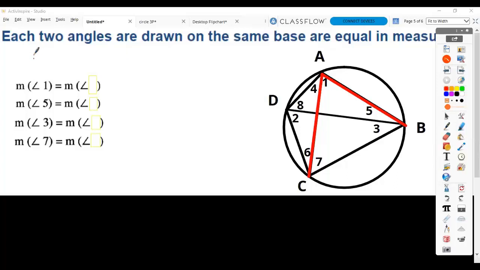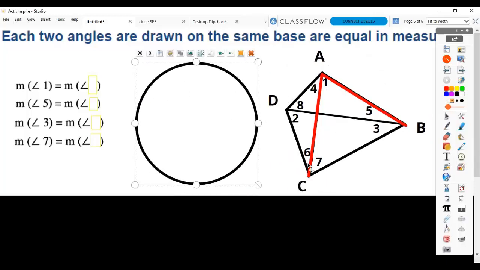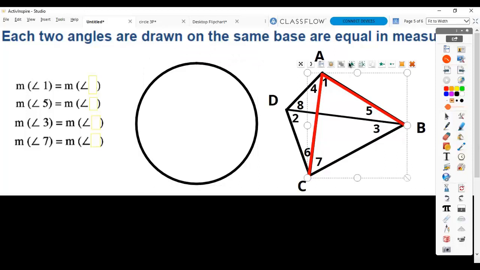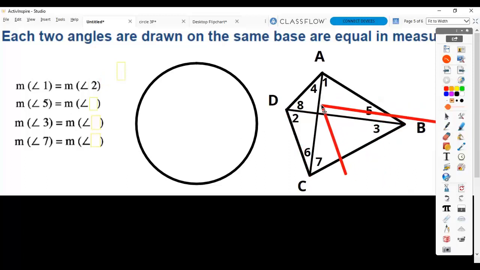Another property says that angles drawn on the same base are equal in measure. Why? Because inside the circle they will be inscribed. So if we take this circle away and try to find what is equal to the measure of angle A subtended by the side or the base CB, who is it? It is angle 2. Excellent. Then 1 equals 2. And we want 5.